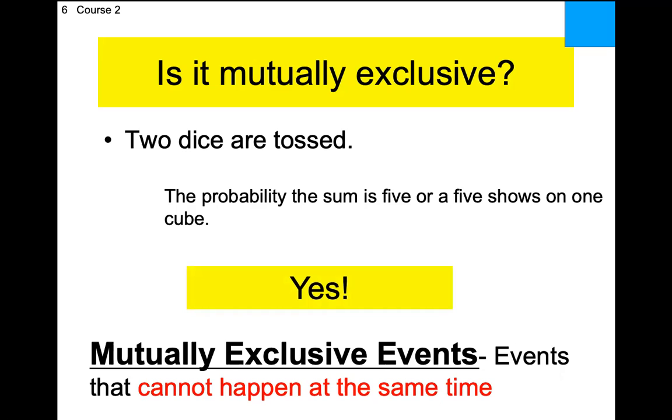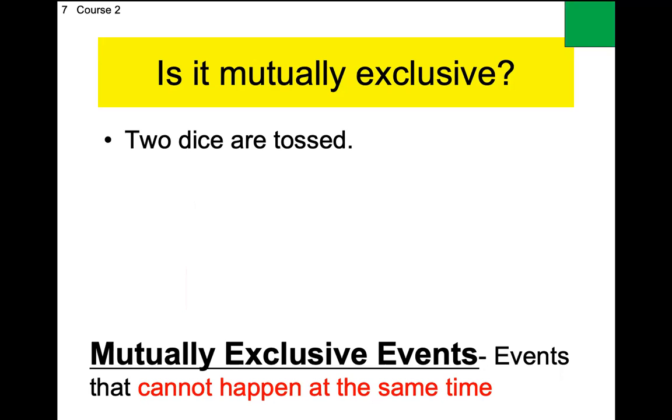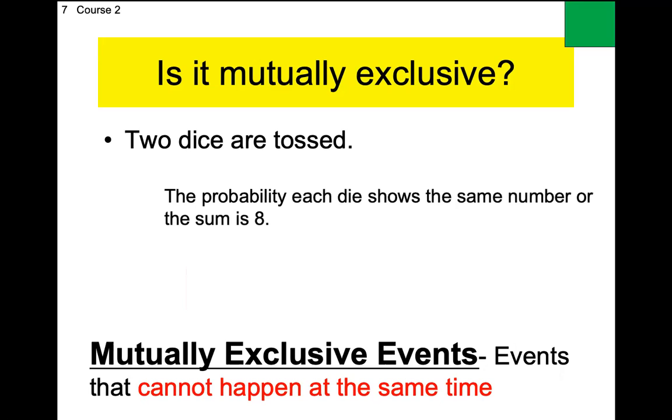Well, so was the coin one. No, that was hard. Only to you. All right. Here's the game again. Number 7. The game is 2 dice are tossed. You got the same number on both, and the sum is 8. Can that happen at the same time? Yes. So is it mutually exclusive? For them to be mutually exclusive, they cannot happen at the same time. Those can happen at the same time. Those are not mutually exclusive.